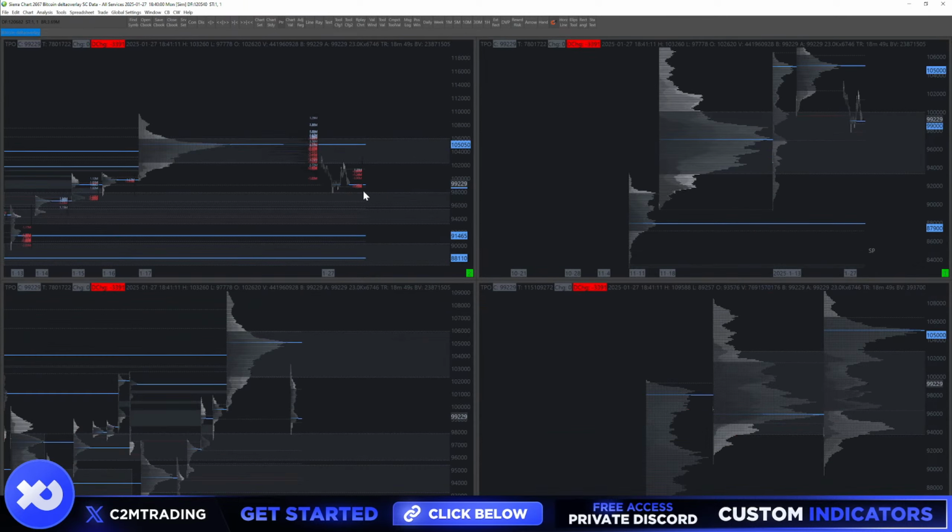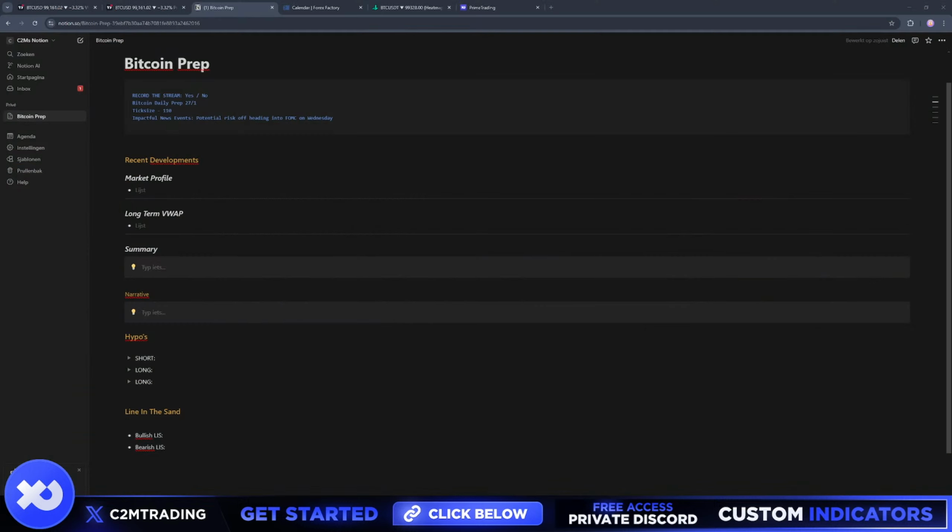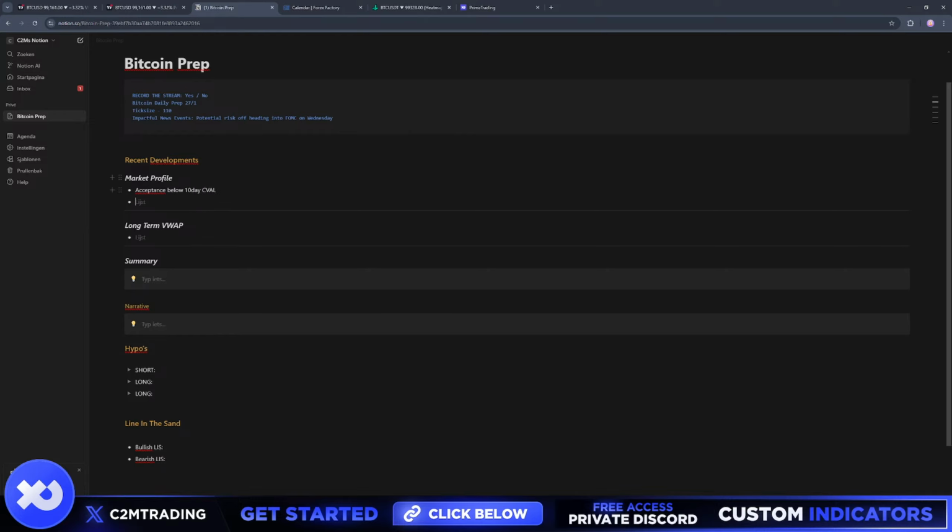Moving back. So right here, prep, market profile, acceptance below 10-day composite value area low. What else do we have? Now we've got a bunch to cover today, so bear with me.